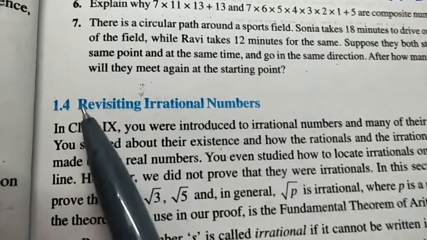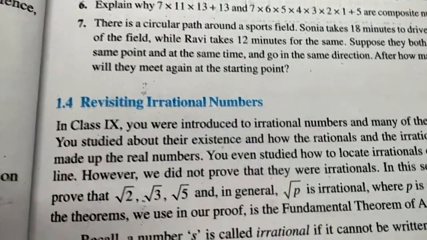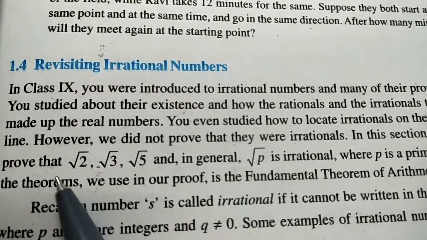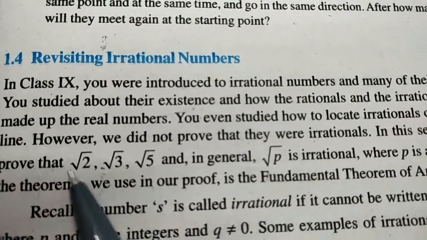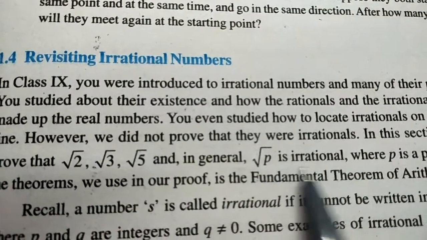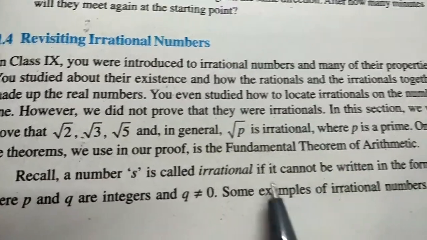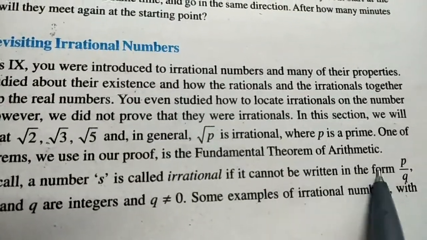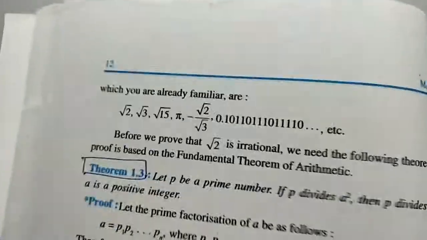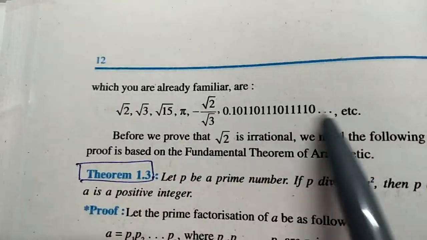We'll start with the next topic, revisiting irrational numbers. Okay, now in previous class, that is 9th standard, you have learned what are irrational numbers like root 3, root 2, root 5. Okay, they are all irrational numbers. Now these irrational numbers cannot be written in p upon q form. So just turn the page, you will have more examples here.